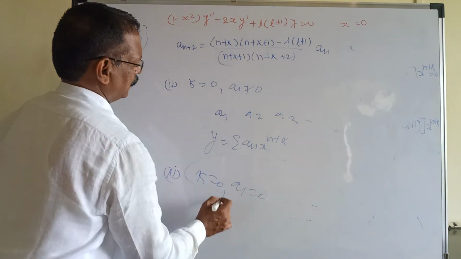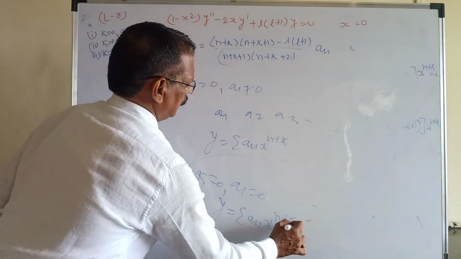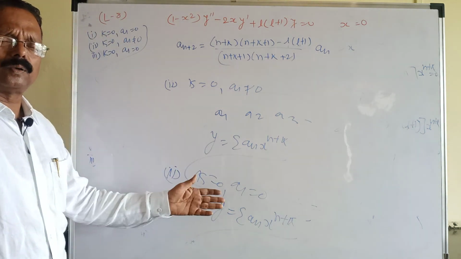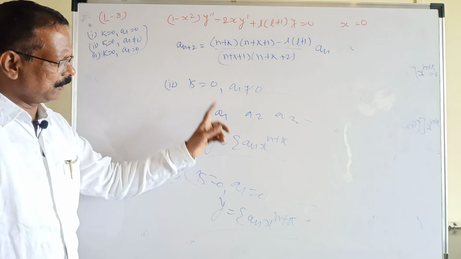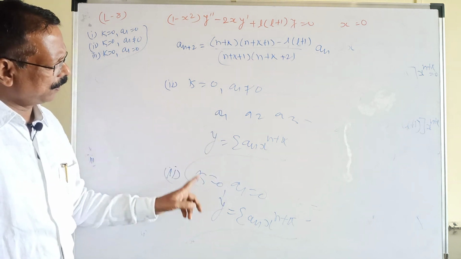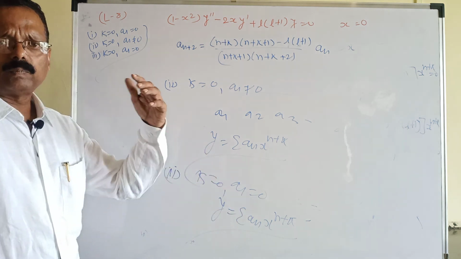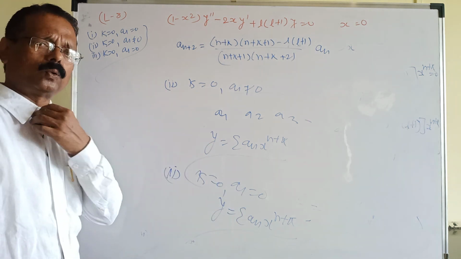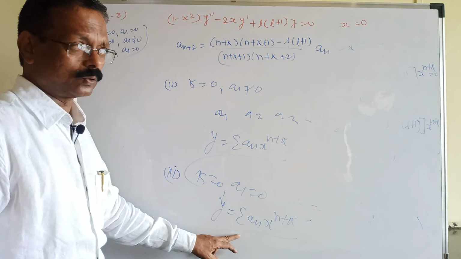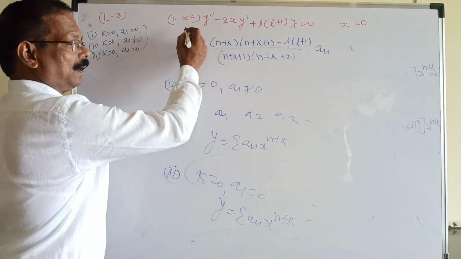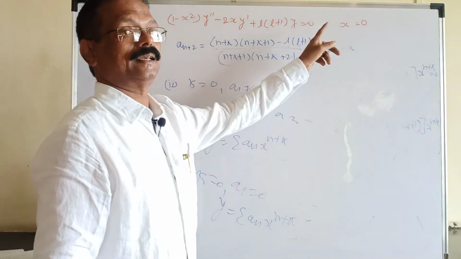So the same equation, y is equal to summation of an into x raised to n plus k. Solve this equation. Calculate the values of a0, a1, a2, a3, a4 and so on by substituting n equal to 0, 1, 2, 3, 4 and so on, and substitute the values in this power series solution. We will get our series solution of the given Legendre differential equation at x is equal to 0.